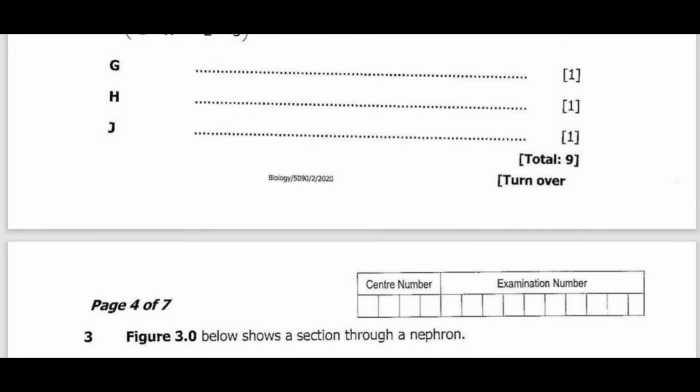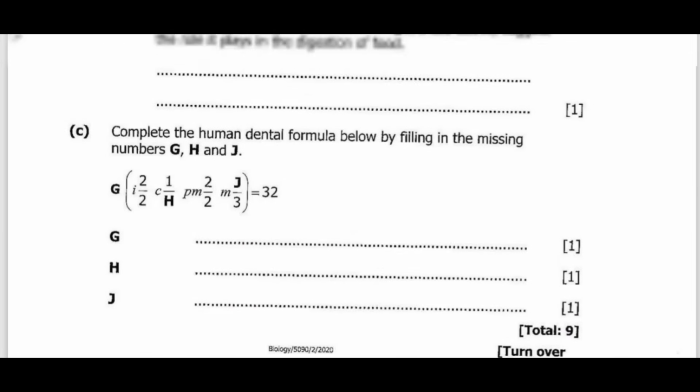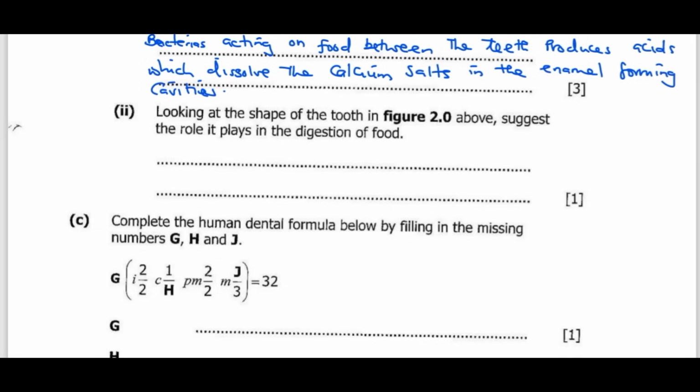Those are the roles that the tooth plays. So we are saying that this is a premolar. So premolar is used to crush and grind food substances.